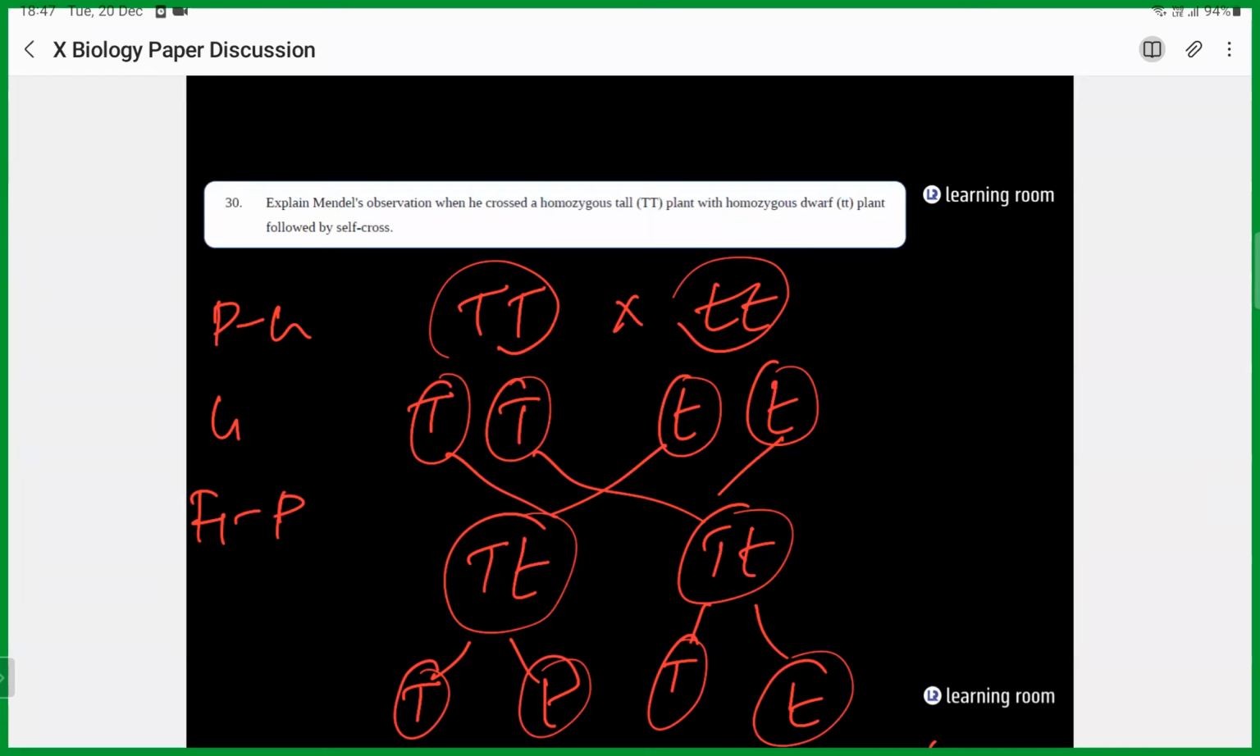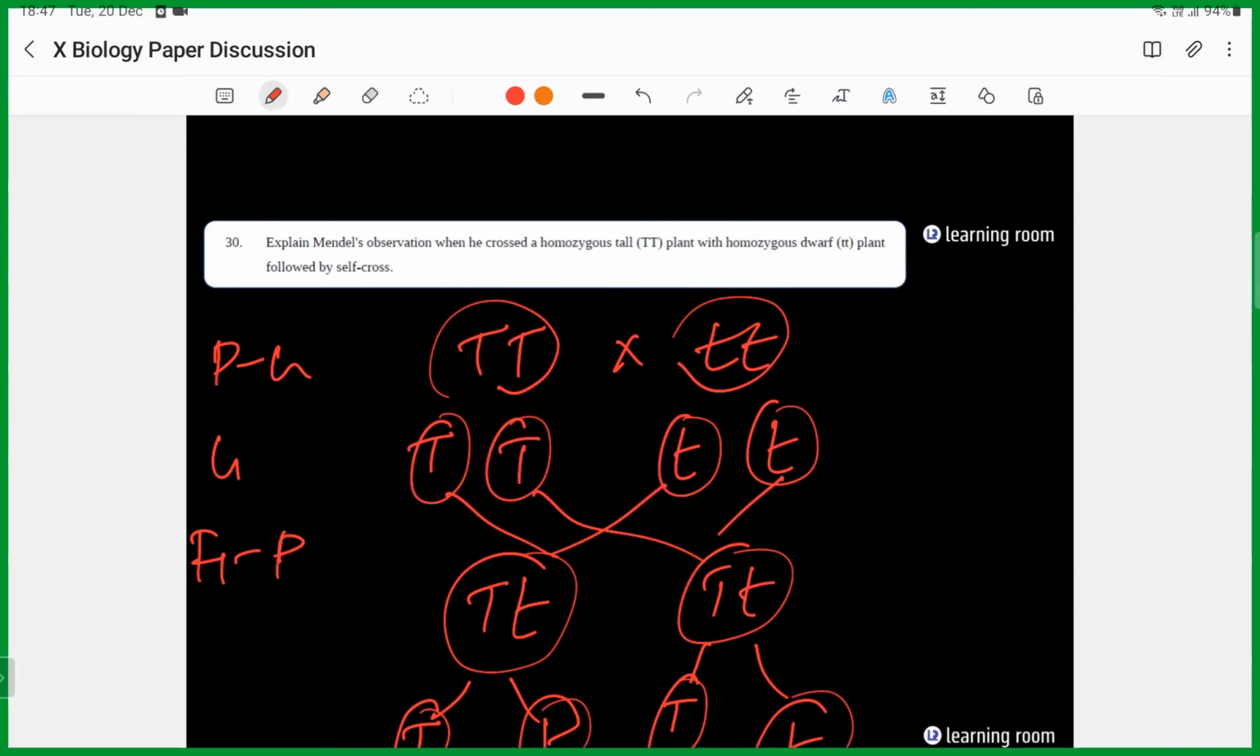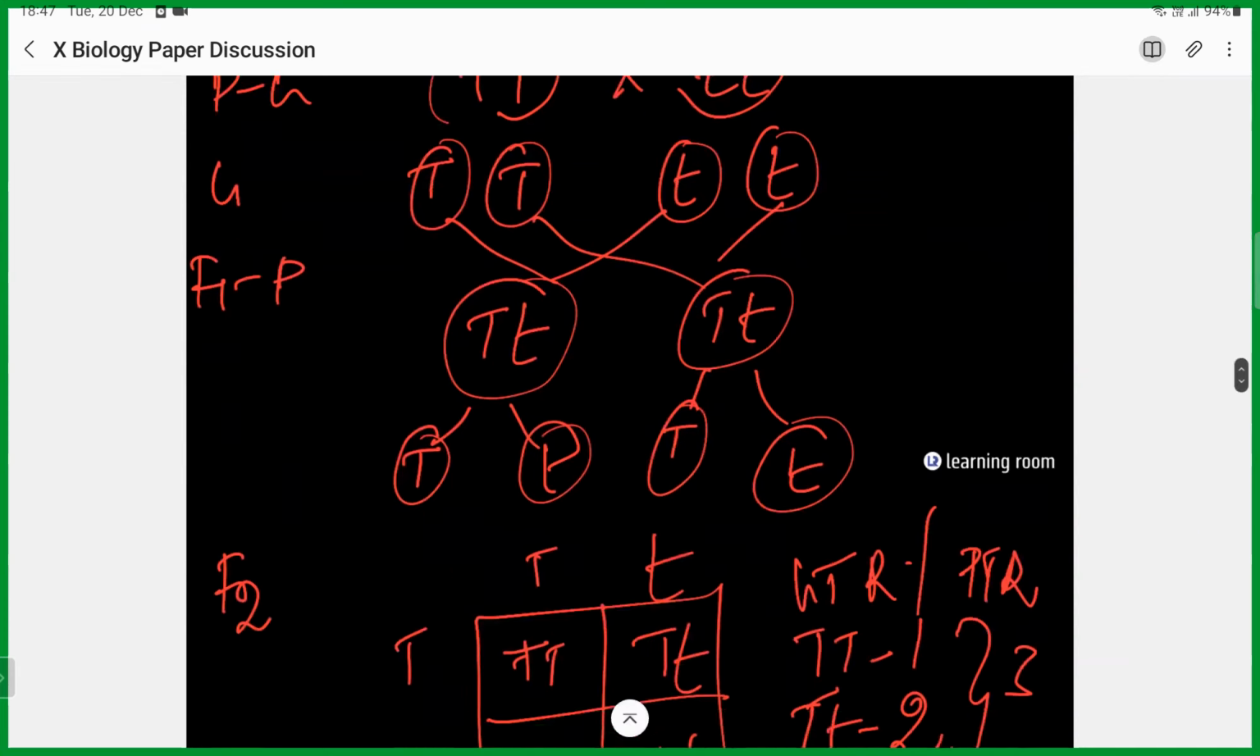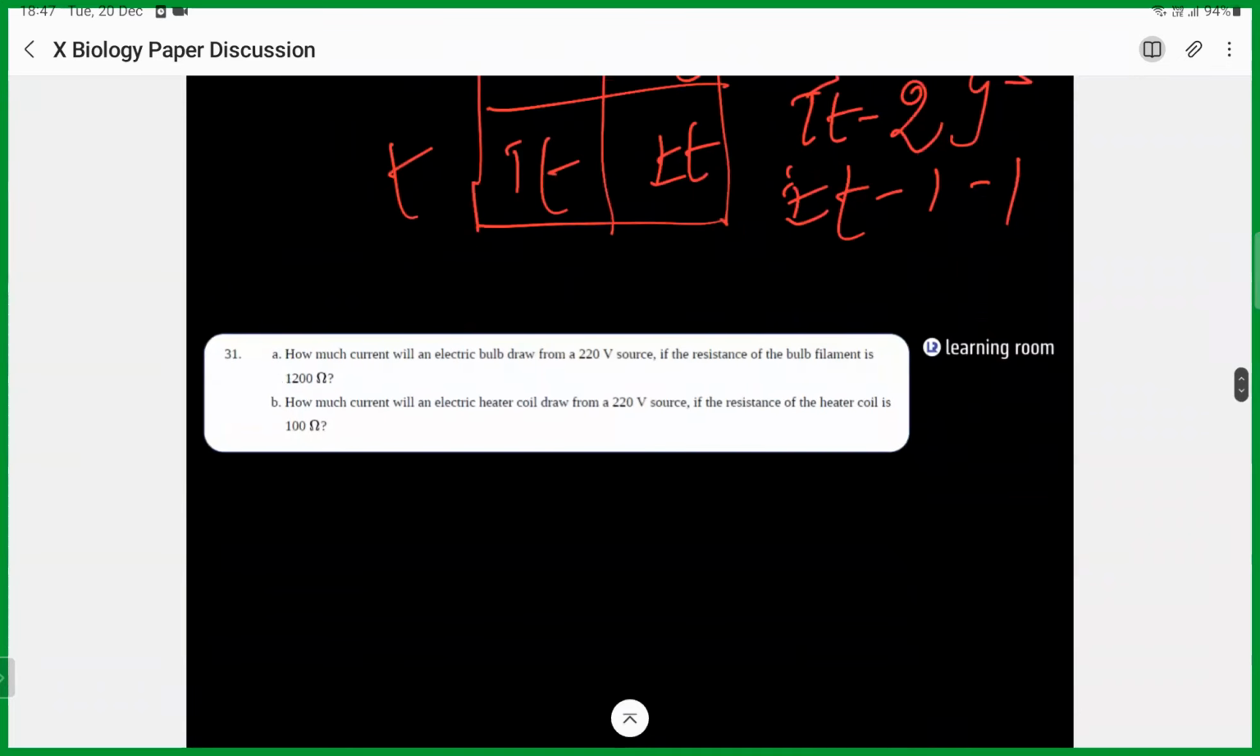The conclusion is that he found out the law of dominance, and that genes do not blend, which is the law of segregation. Okay. Find something connected with the law of dominance as well as the law of segregation, and about these ratios also. Okay. Fine. Good.